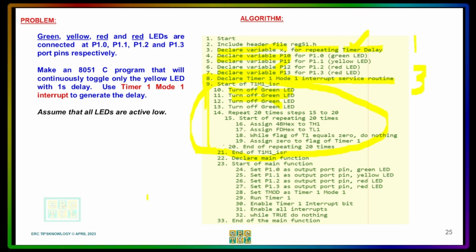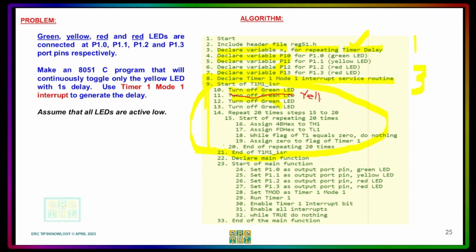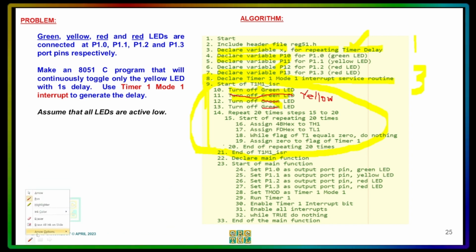Okay, so this is the interrupt service routine. Actually, I think this is wrong. This is not turn off the green LED, or all LEDs off. This part is not turn green LED off. It must be toggle the yellow LED. We're supposed to use yellow here, and that yellow LED must be toggled, not the green. Maybe I copy-pasted the algorithm, that's why it's like that. And here we are supposed to turn off the red LED, and here we have to turn off the red LED also. I'm sorry for that.